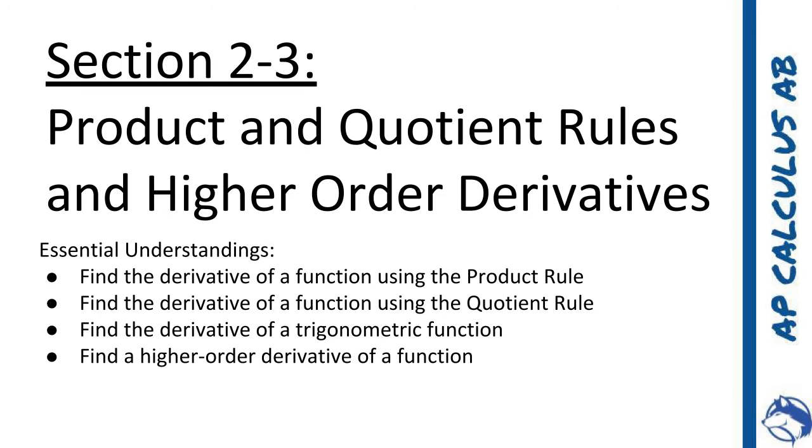So here's section 2.3. We're going to talk about the product and quotient rules, and we're also going to look at higher order derivatives. So we're going to take the derivatives of functions using both the product and quotient rule. We're going to take derivatives of trigonometric functions, which we've already gotten the hang of doing some of, but now we're going to do even more. And then we're going to find the higher order derivative of a function.